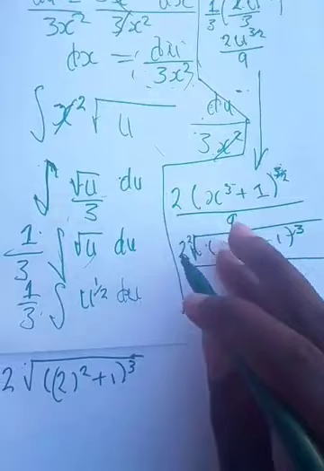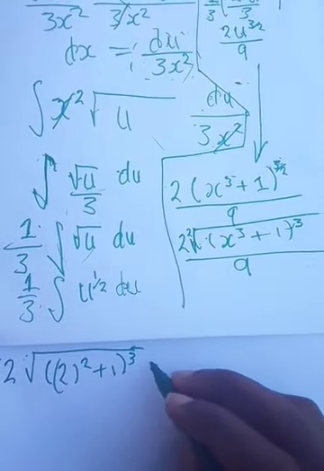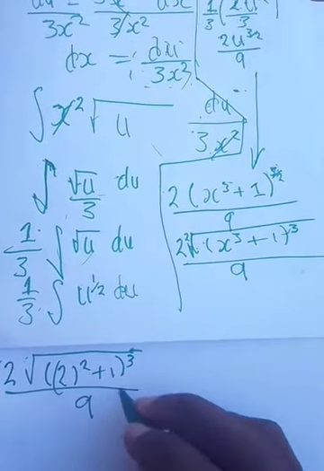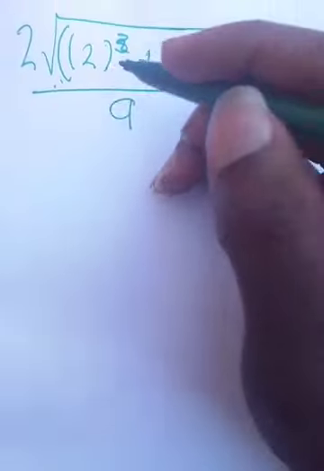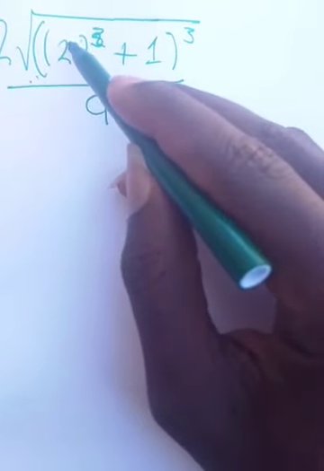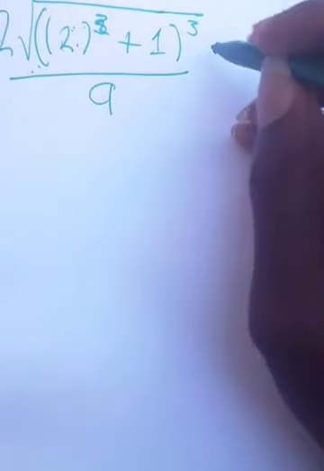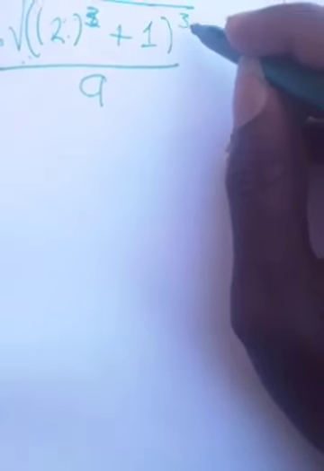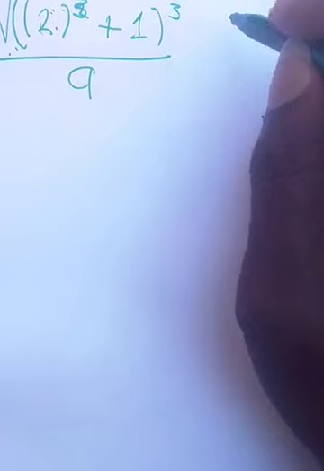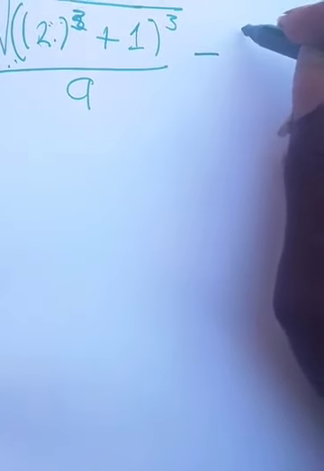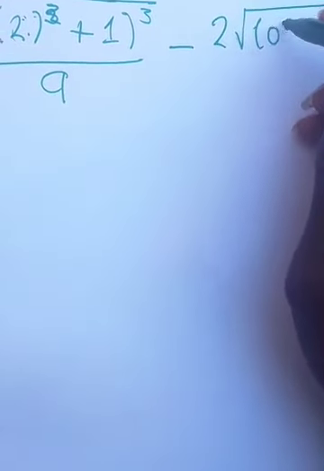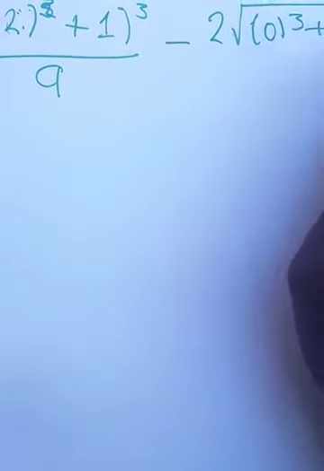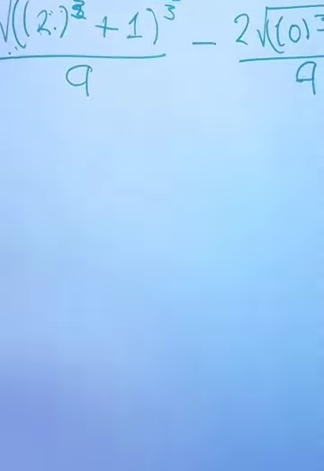And then let's say over 9, right? So I've just substituted the upper limit, which was 2, into this x, and the whole thing is raised to the power of 3, minus, now this time I'll substitute the lower limit, which is 0 to the power of 3 plus 1, right? And raised to the power of 3 over 9. Now let's just simplify.